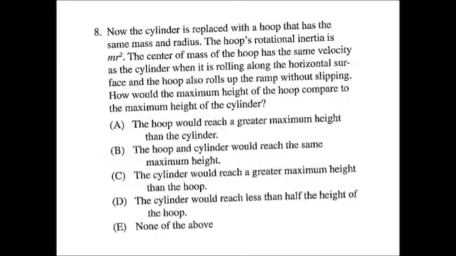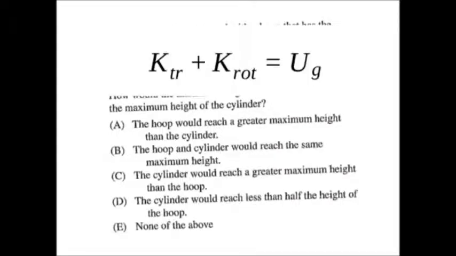The center of mass of the hoop has the same velocity as the cylinder when rolling along the horizontal surface, and the hoop also rolls up the ramp without slipping. How would the maximum height change? Well, we have this sort of situation. The translational kinetic energy plus the rotational kinetic energy is converted into gravitational potential. What you're telling me with this new I equation, mr squared, no more half, is that K rotational is increasing. The rotational kinetic energy is increasing, and if you do that, then you'll increase your gravitational potential energy, and the answer is A.